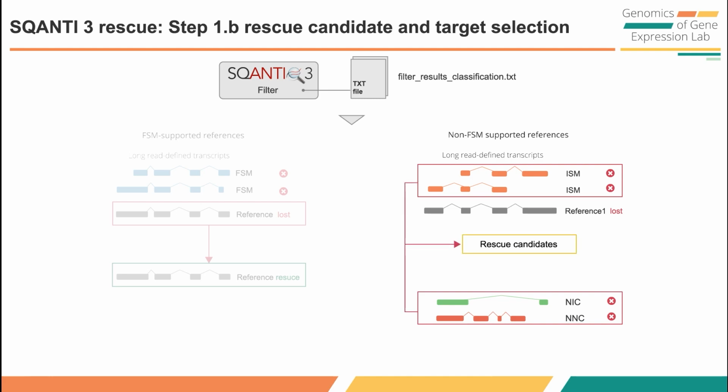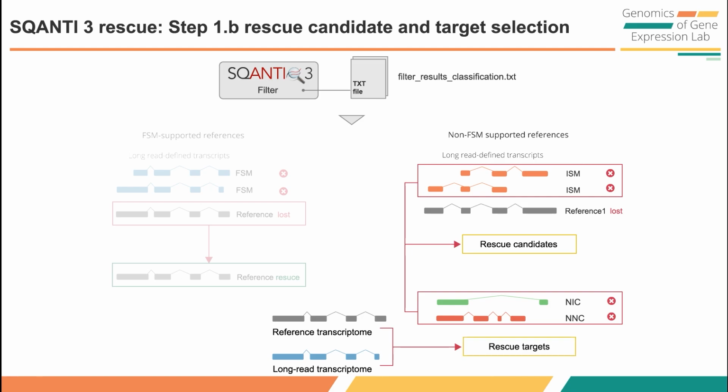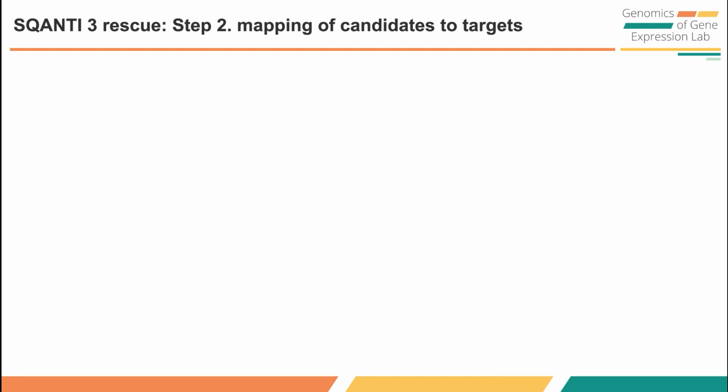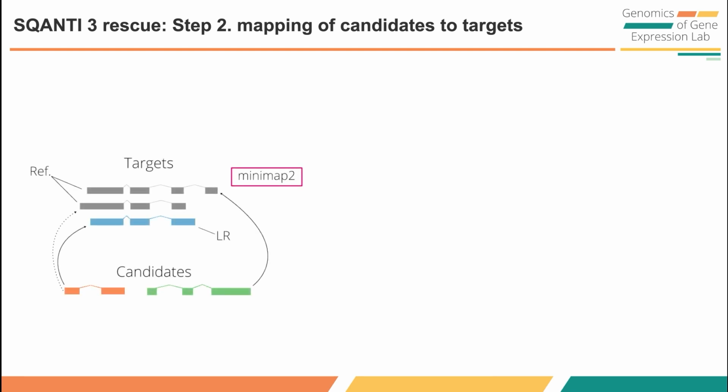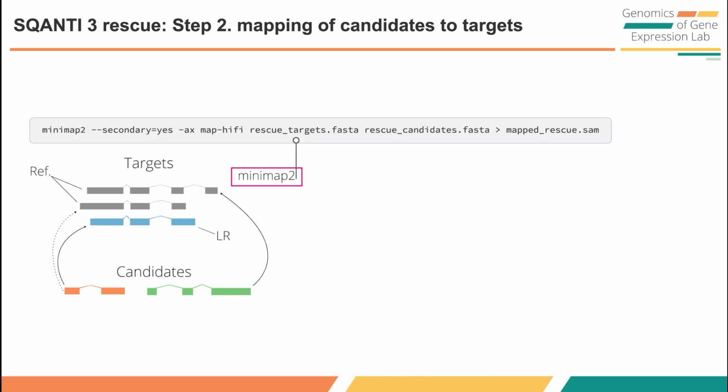Finally, all reference or long-read-defined transcripts from genes that have at least one rescue candidate are considered rescue targets. In the second step of the SQANTI3 rescue workflow, we aim to match each rescue target with its corresponding rescue candidates. To do this, we use a tool called Minimap2. In Minimap2, we consider the rescue targets as the reference genome and the rescue candidates as reads.